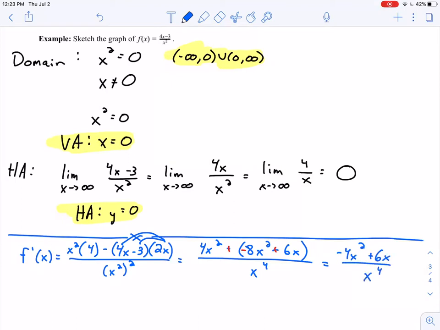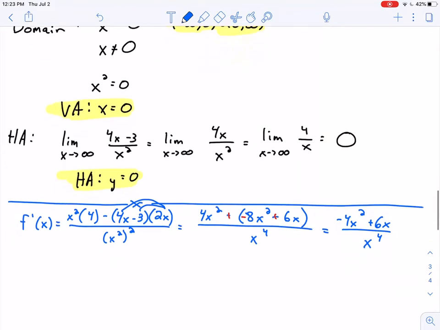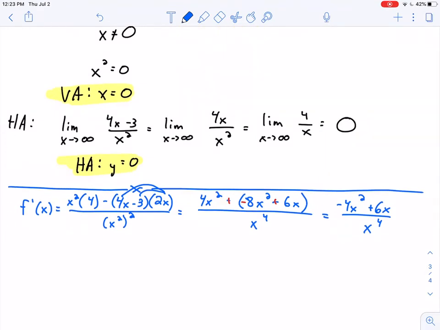I can simplify this further, though, by factoring an x from my numerator. So that'll be x. I could factor out a 2 if I wanted to, but I'm not going to worry about that. Negative 4x plus 6 all over x to the 4th. We can cancel a power of x. I'm left with negative 4x plus 6 divided by x to the 3rd power. Here is my first derivative.